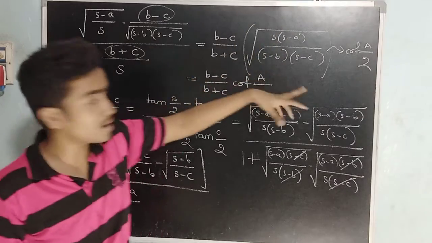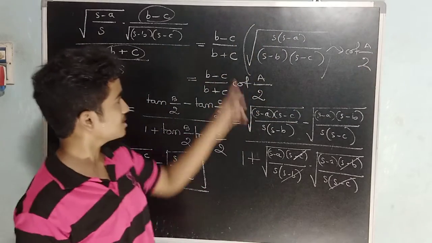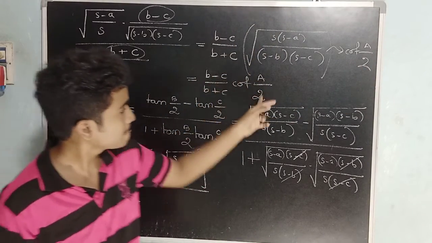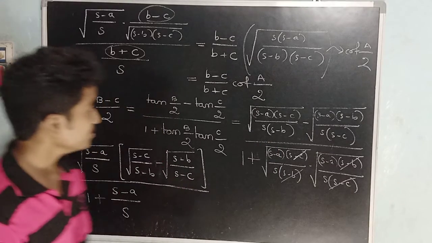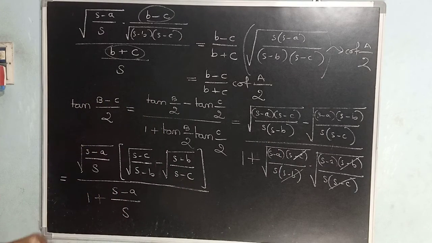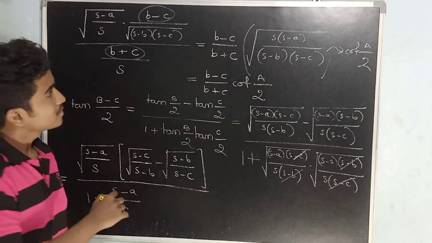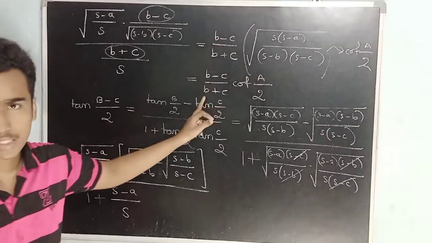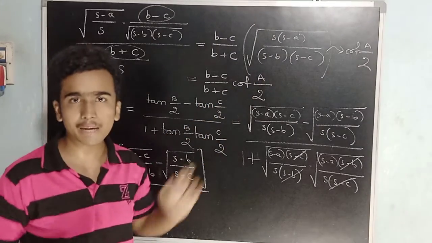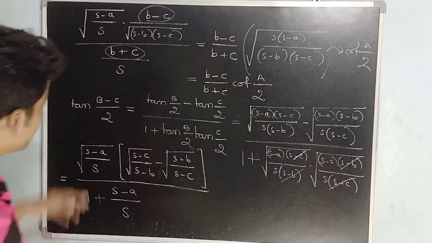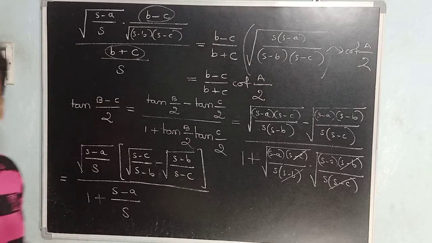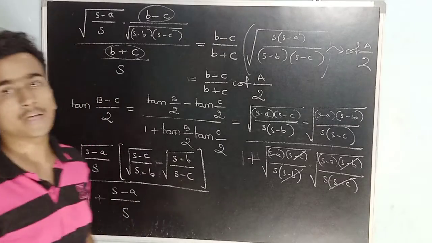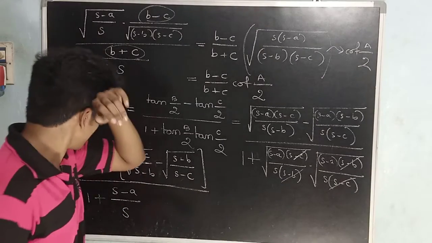This term represents the formula for cot A by 2. Then b minus c by b plus c cot A by 2. This is how we can prove this formula: tan b minus c by 2 is nothing but b minus c by b plus c cot A by 2. Similarly, we can prove it for tan a minus b by 2 and tan a minus c by 2. I am leaving it to you.